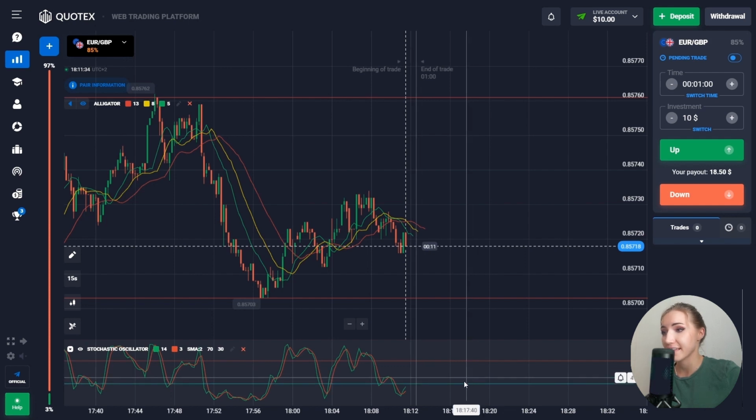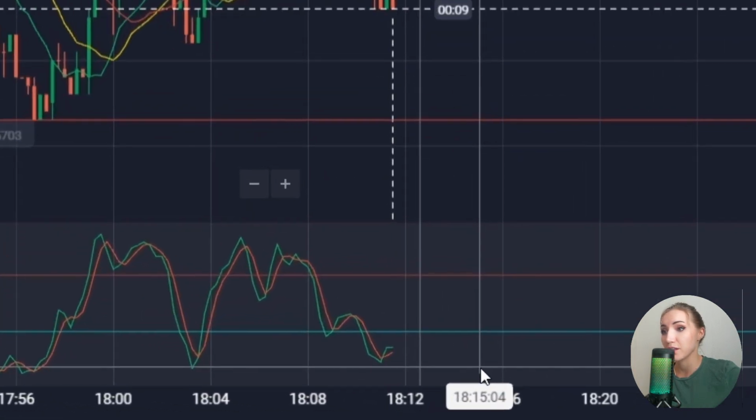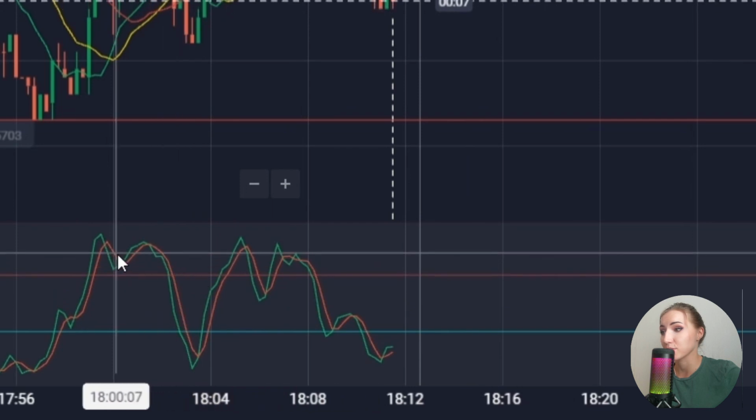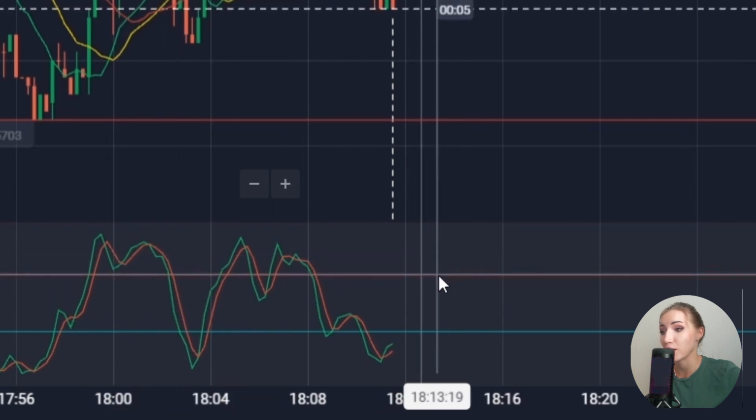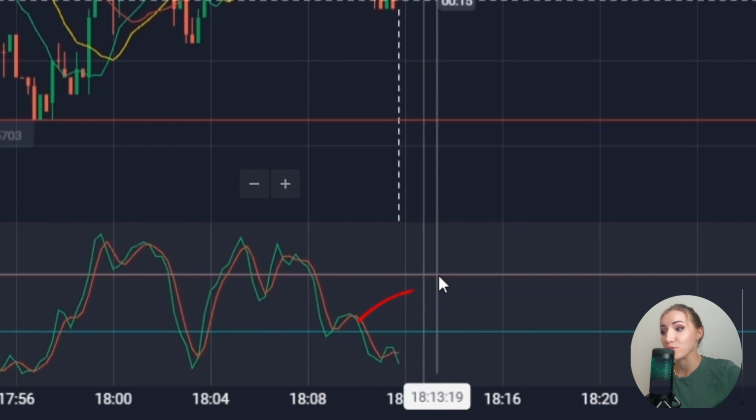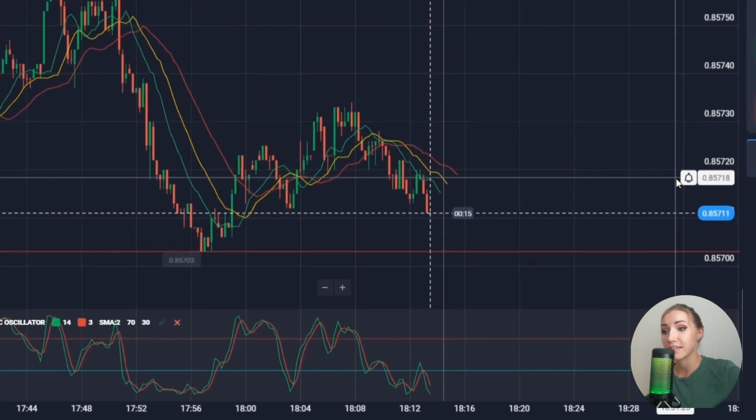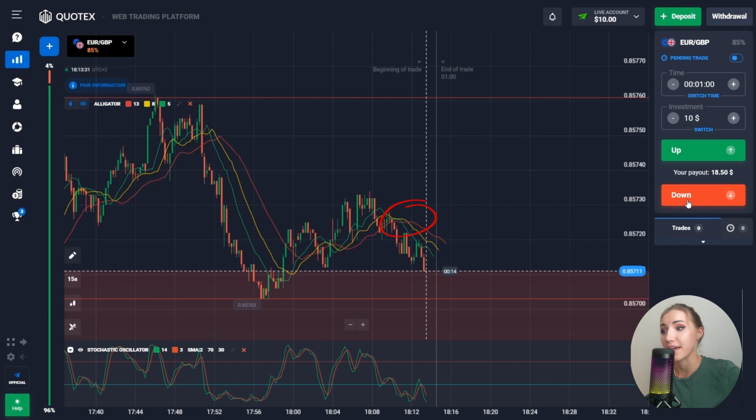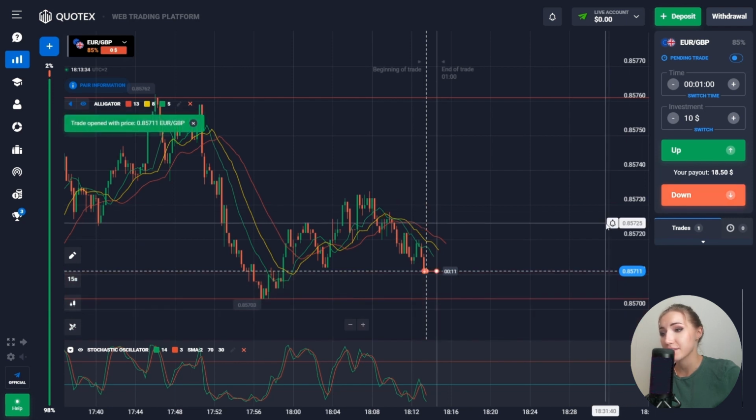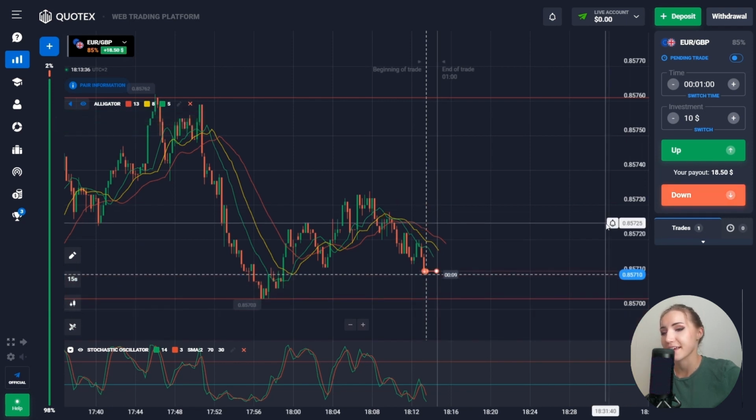As for stochastic oscillator, here the moving averages are below level of 30 and the green moving average has crossed the signal 1 from top to bottom. This indicates that the price is going to move lower and the green moving average of alligator indicator crossed two moving averages from top to bottom and the distance between them increases. So I'm opening a trade down for 1 minute, investing $10.